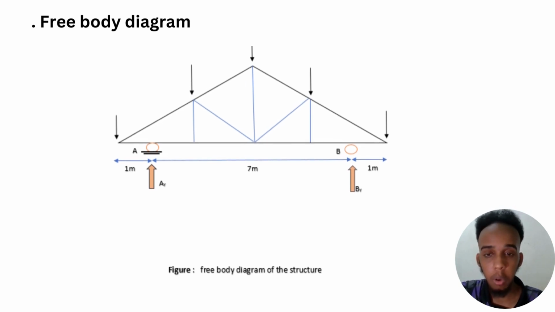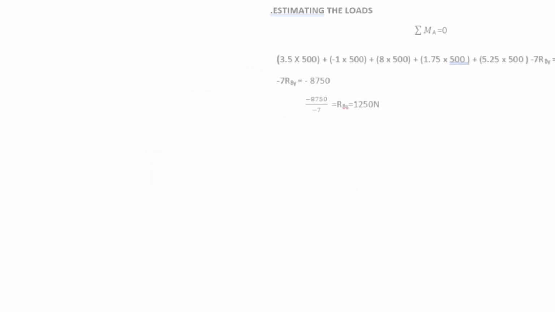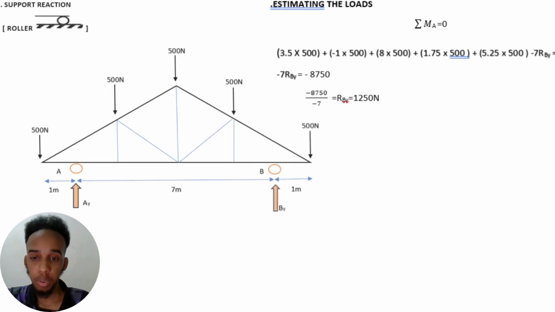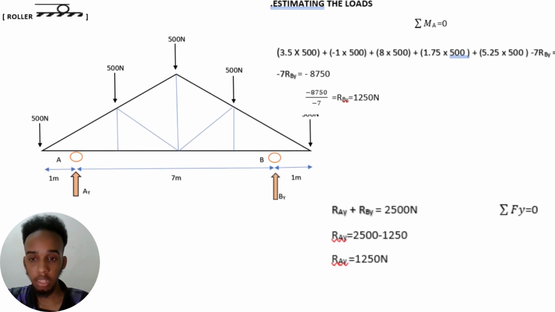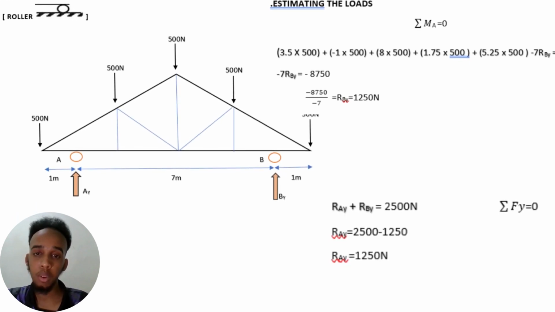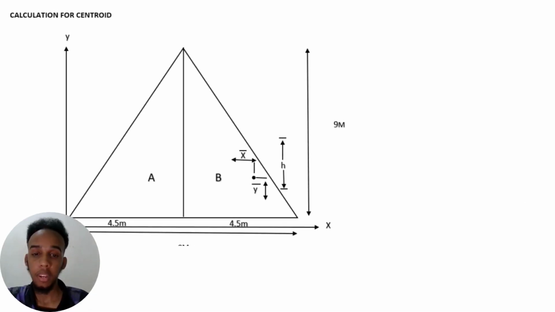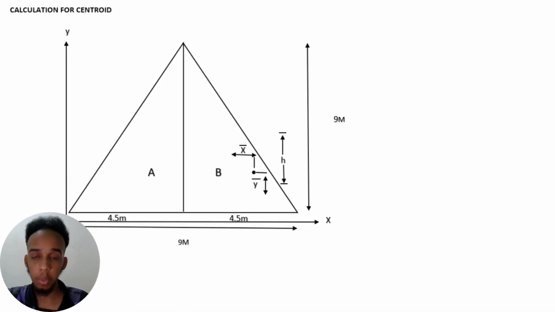This is the free body diagram of the roof structure we're going to work on. The support reaction for this roof structure is a roller support. We estimated the loads at 500 Newton. So we calculated the loads, and the load for Y is 1250 Newton. And we also estimated the actions, with the same result of 1250 Newton.